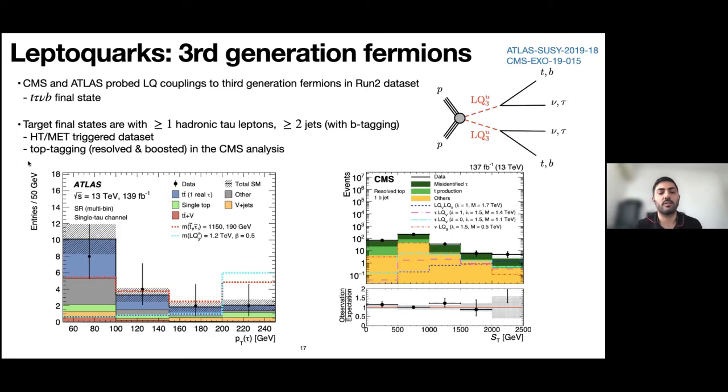So these searches differ from everything else I presented today in that they actually use an HT-MET triggered data set. And using various top tagging techniques, especially in the CMS analysis, we can probe such particles in the plane of ST, which is what CMS does, shown on the right. And also ATLAS chooses to look at the energetic tau transverse momenta, which you see here on the left, with leptoquark signals given in light blue.